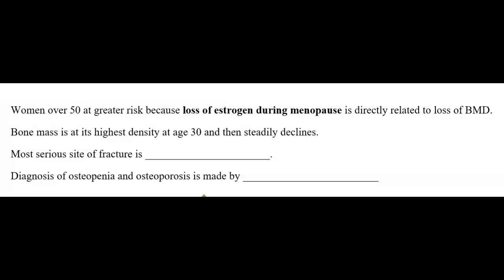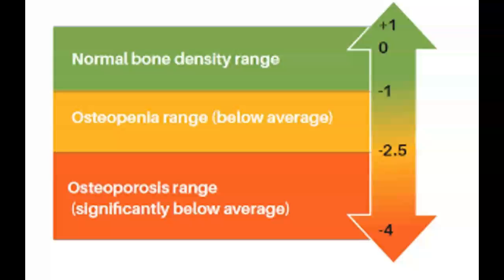Diagnosis of osteopenia and osteoporosis is made using a DEXA scan, DXA. The results of a DEXA scan are translated into T-scores. Normal bone mass density is a T-score of -1 or greater. Osteopenia is defined as a T-score of -1 to -2.5, and osteoporosis is defined by a T-score of -2.5 or less.